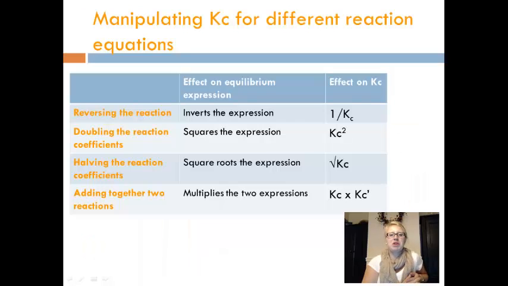So Kc can be manipulated for a variety of different situations. So if you reverse the reaction, what you're going to do to Kc is take the reciprocal. So the Kc for the reverse reaction is the reciprocal of the Kc for the forward reaction. If you double the reaction coefficients, so if you double everything in the equation, you're going to square the Kc. If you halve the reaction coefficients, therefore, you're going to take the square root of Kc. And if you add two reactions together, you're going to multiply the Kc for the first reaction times the Kc for the second reaction.